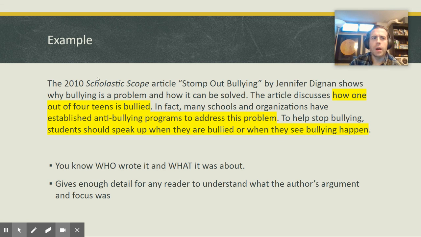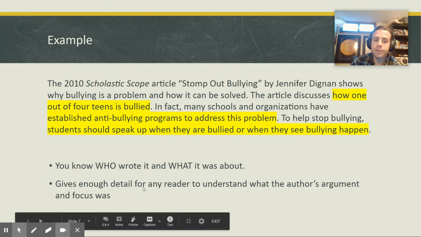So I can read this summary and have a strong understanding of who said it and what they said without ever looking at the article myself, right? You're presenting this information to me. And there's enough detail for me or any reader to understand what the author's argument and focus and solution was.